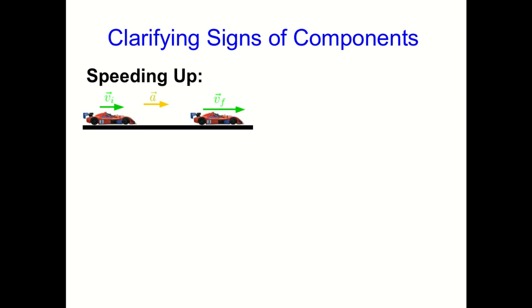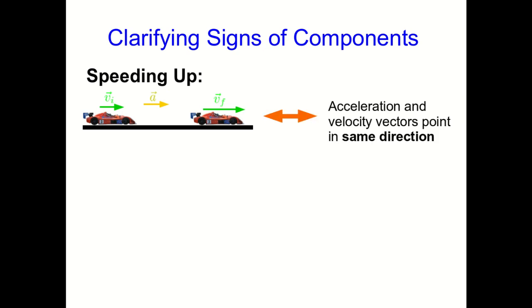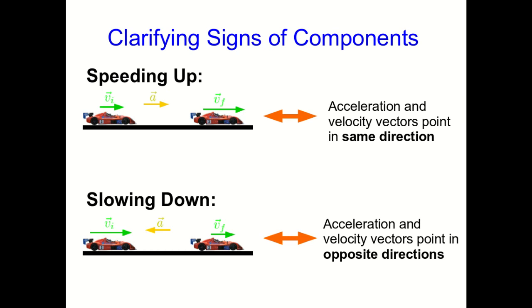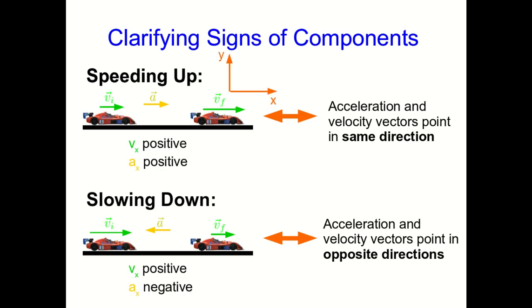First of all, remember, acceleration is a vector. It doesn't even make sense to talk about it as positive or negative, but you can talk about its components as positive or negative. What we can say is that when something is speeding up, its acceleration and velocity vectors point in the same direction. And when it's slowing down, its acceleration and velocity vectors point in opposite directions. We can't talk about components, though, until we define axes. If we define axes the way I have here, then for the car speeding up, its x component of velocity is positive, and its x component of acceleration is also positive. Whereas when it's slowing down with these axes, its vx is positive and its ax is negative.